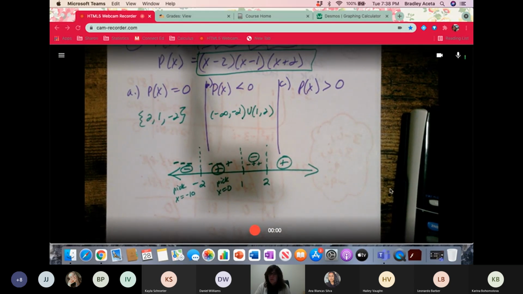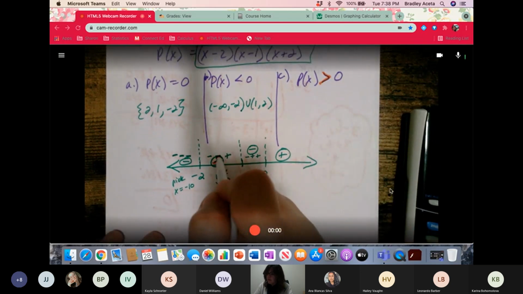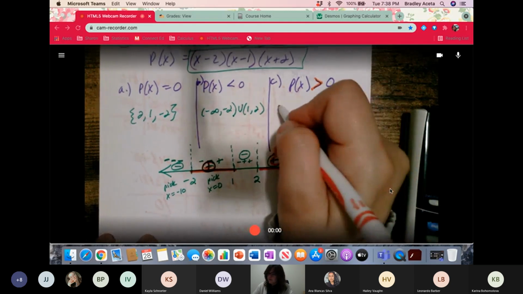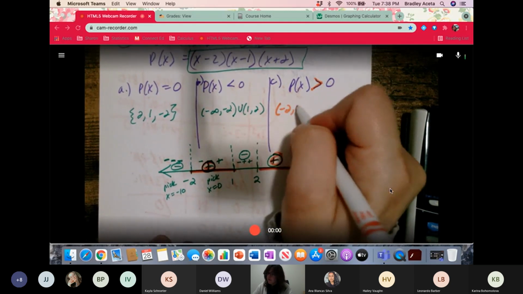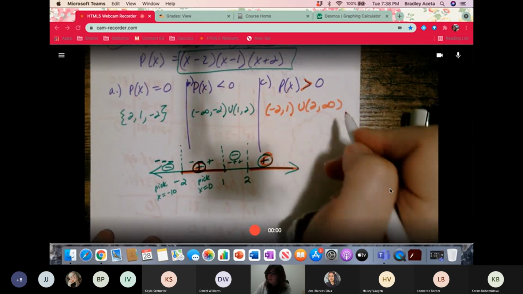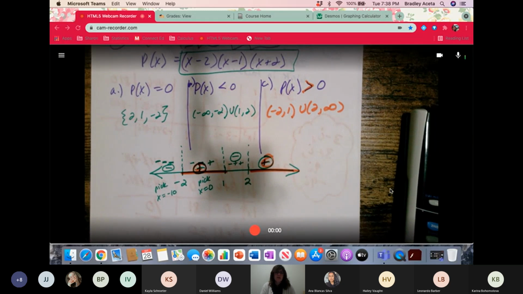Where would all your answers be greater than 0? Well, that would be where the positives are. Here and here. So that would be from negative 2 to 1, united with 2 to infinity. And that's how easy that question should be for you. And like I said, I think you have one more on like just factoring. Hopefully you'll be able to get that one right.